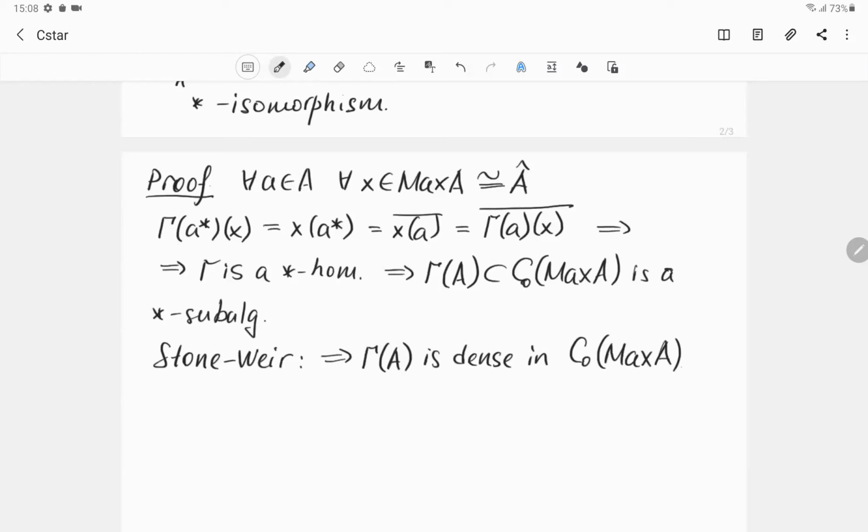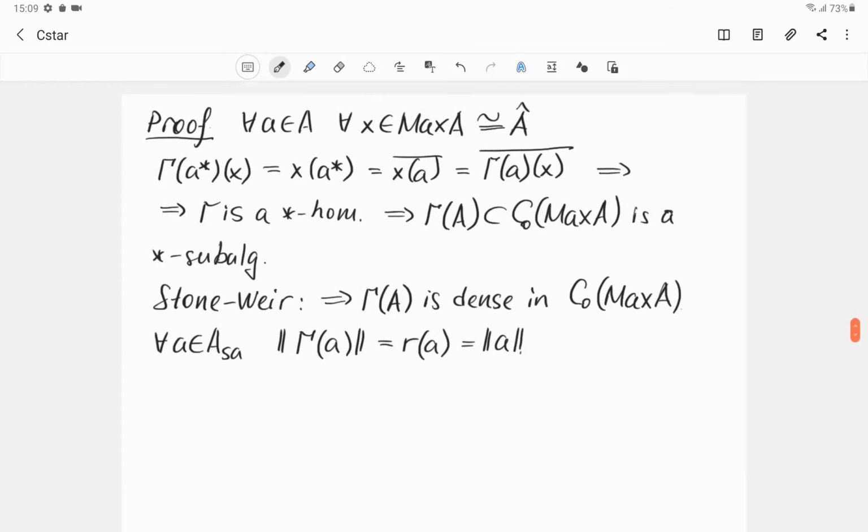Okay, now to complete the proof, we have to show that gamma is isometric. First of all, we'll show that gamma is isometric on self-adjoint elements. Well, indeed, if little a is a self-adjoint element, then we know that always the norm of gamma of a is equal to the spectral radius of a. This holds for all elements in any commutative Banach algebra. But since a is self-adjoint, the spectral radius equals the norm. And we see that gamma is isometric on self-adjoint elements.